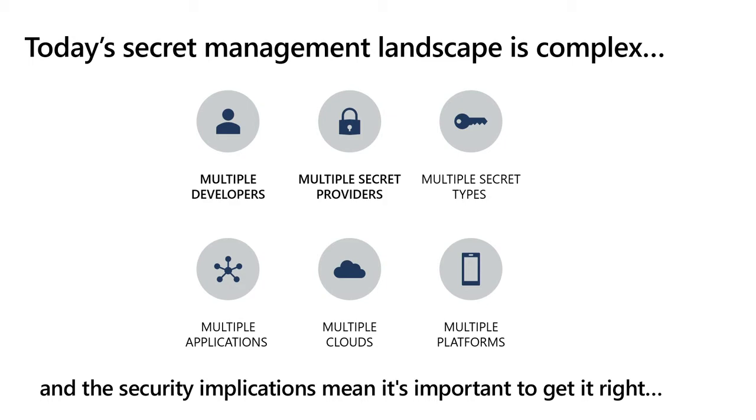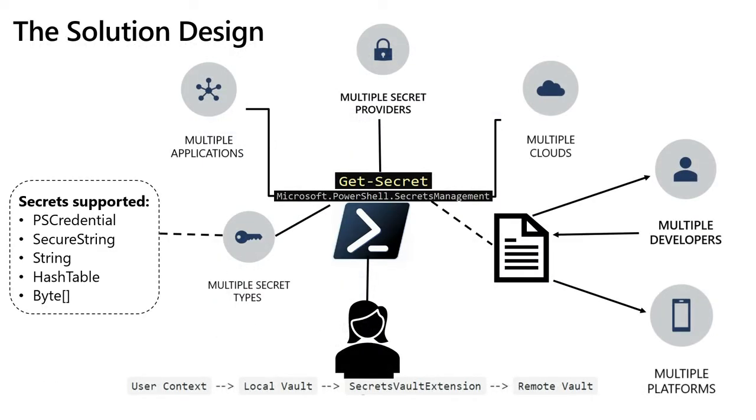From there, we went about solving this problem, and we know that one of the great benefits of PowerShell is that it's really a connection point between all of your different systems. So what we tried to do was build a secret abstraction layer in PowerShell so you can use a single set of cmdlets to access your secrets regardless of what platform you're on, who the developer is, which cloud you're using, what type of secret, and passing through applications. We've built this PowerShell module that allows you to use this single set of cmdlets to access all of these secrets.